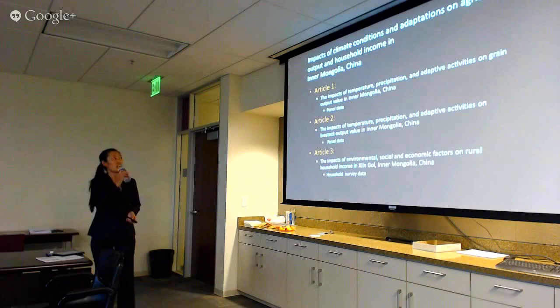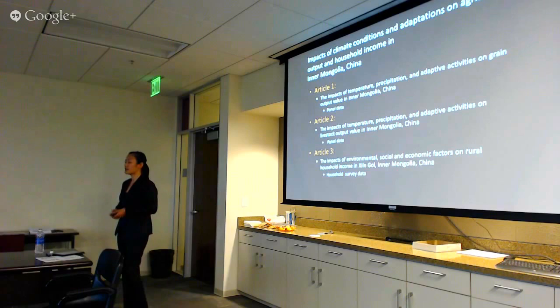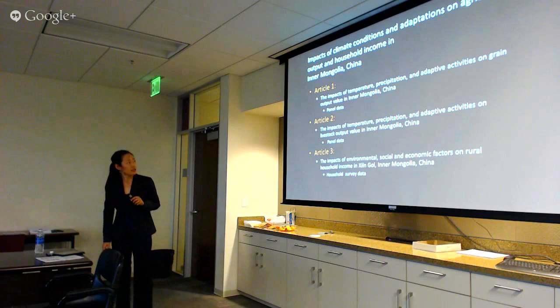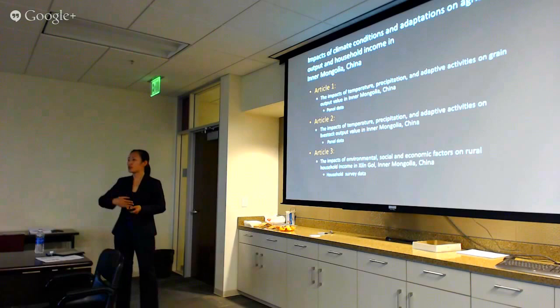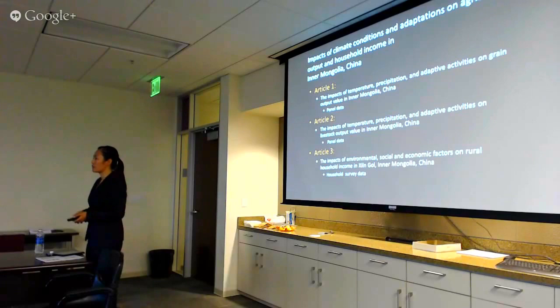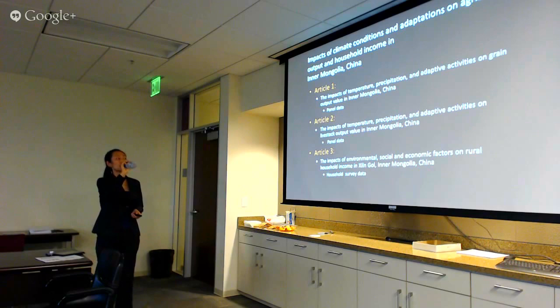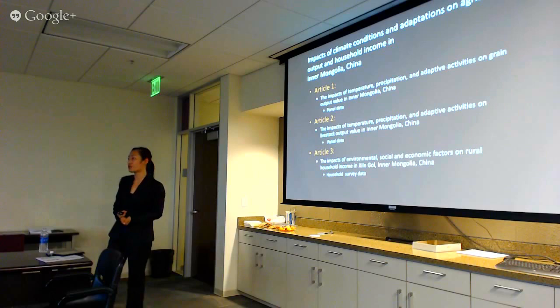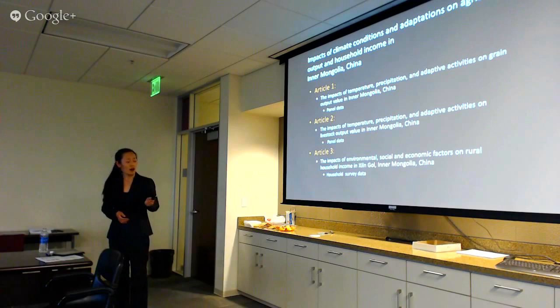So this is the structure of my dissertation. It includes three articles. The first one is climate and adaptation impacts on grain production and grain output value. The second one is those impacts on livestock production. These two studies are based on county level secondary data that I collected from the Chinese government authorities. They're all panel data with a 9 year time period. And my third article is based on a field survey that I conducted in 2010. It focuses on the environmental and social impact on household income.